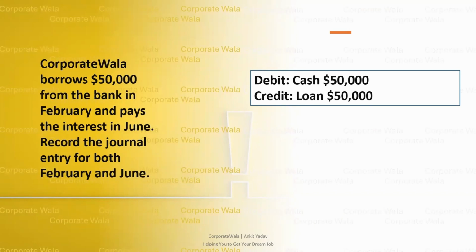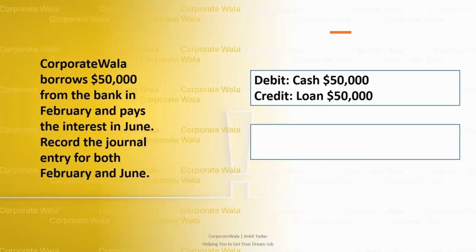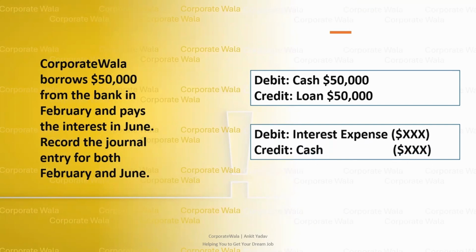And in the month of June, what will be the journal entry when we are going to pay the interest? Interest expense account debit to cash account. Here I have not mentioned any amount. Why? Because in the question we have not got the rate of interest on the loan. That's why we have not calculated the amount of interest here. If we would have got any percentage rate of interest, we would have to calculate the interest amount as well.